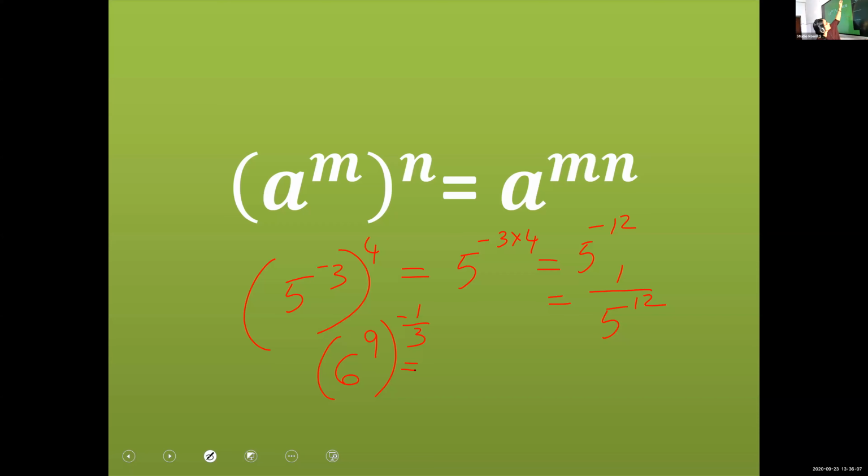Amaljit, give the answer. 6 raised to 9, the whole raised to negative 1 by 3, it will be equal to? Try. 6 raised to 9 into negative 1 by 3. So this will be equal to?